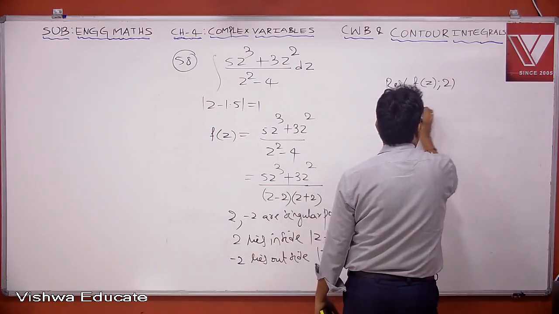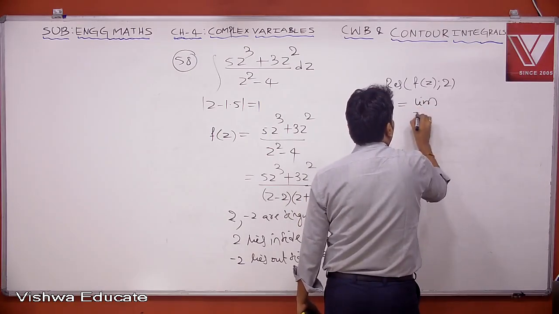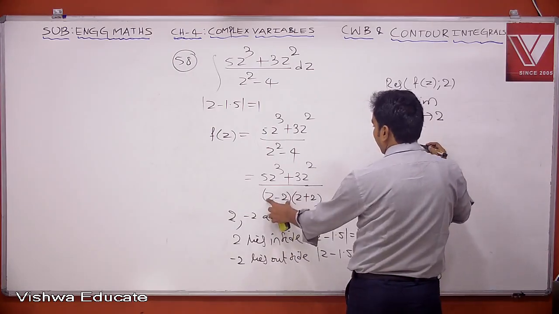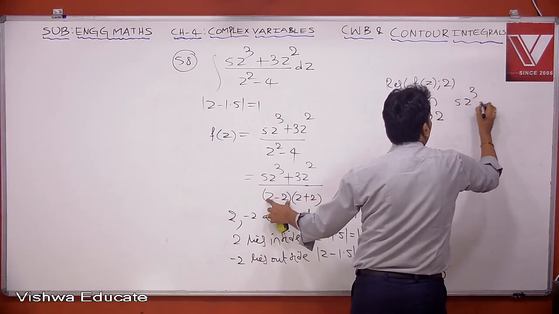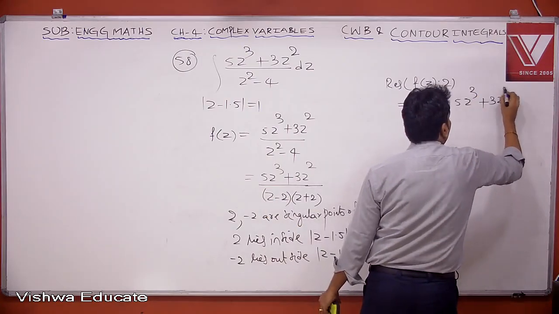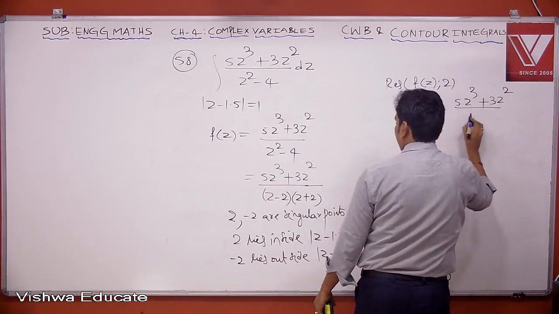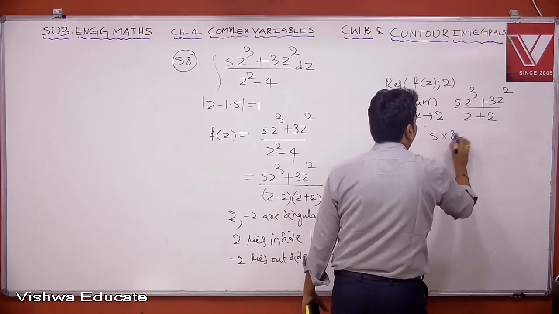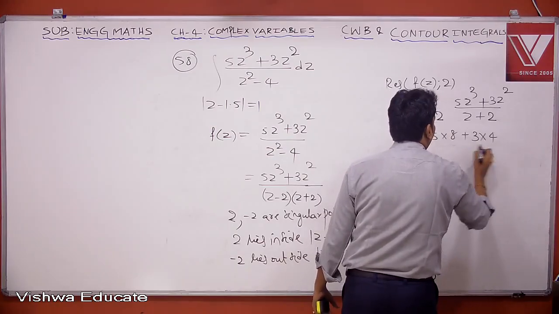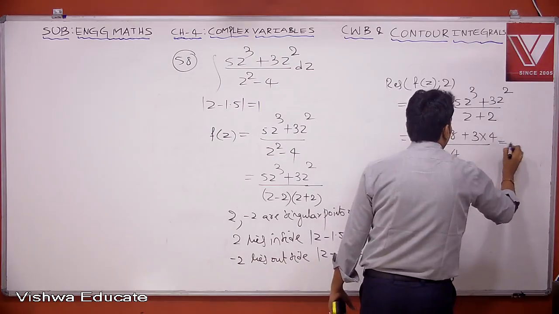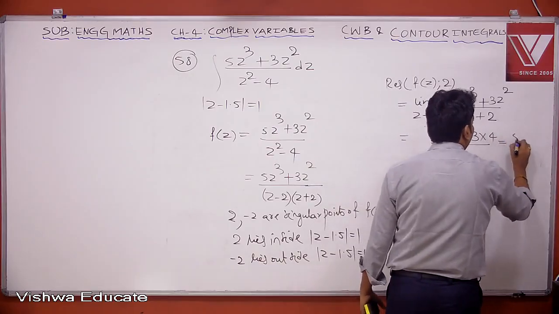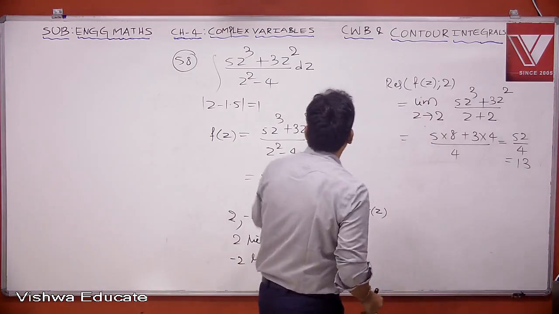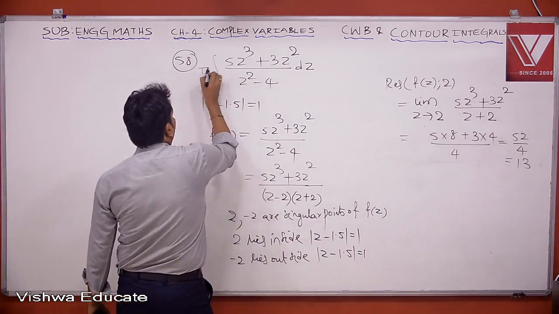So this is given by limit z tends to 2 of z minus 2 into f of z. You can eliminate z minus 2. This is 5z cube plus 3z square divided by z plus 2. So this is 5 into 2 cube, 8, plus 3 into 2 square, 4, divided by 2 plus 2, 4. So this is 40 plus 12, 52 by 4. So this is 13. So therefore this integral, I call it as I.